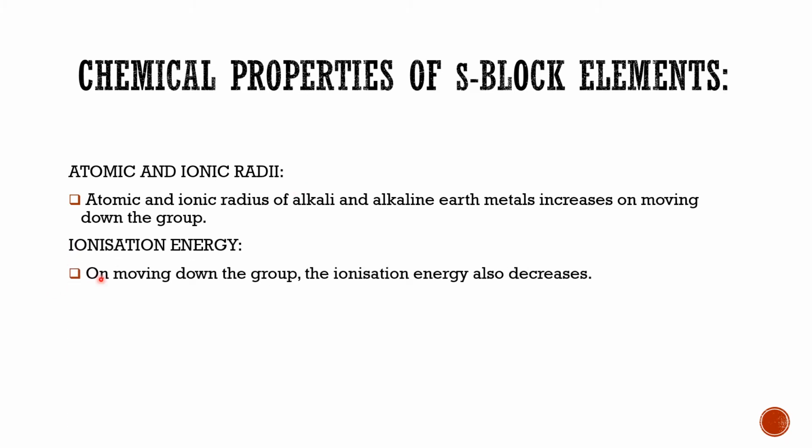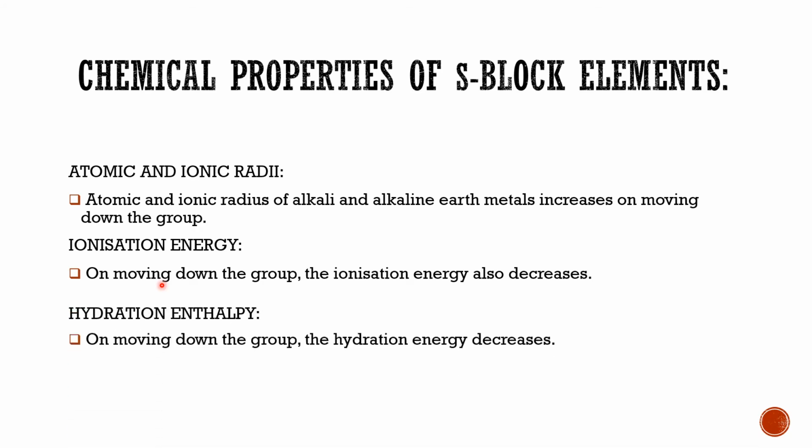And the next one is ionization energy. As we go down the group, the size of the atom increases, due to which the attraction between the nucleus and the electrons in the outermost shell decreases. As a result, the ionization energy decreases. The ionization energy of alkali metals is comparatively lesser than other elements.